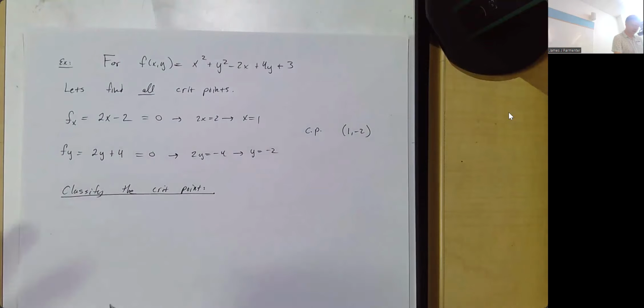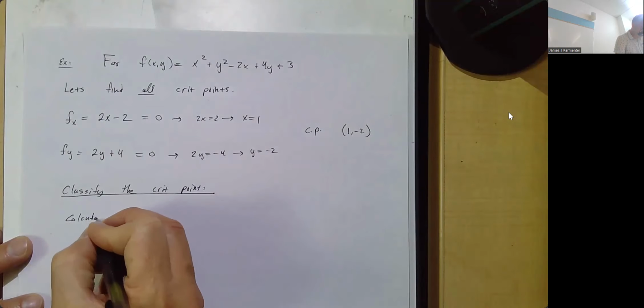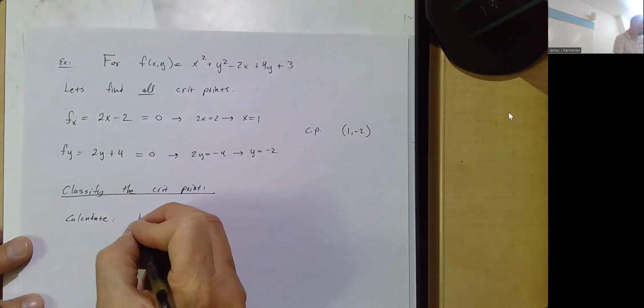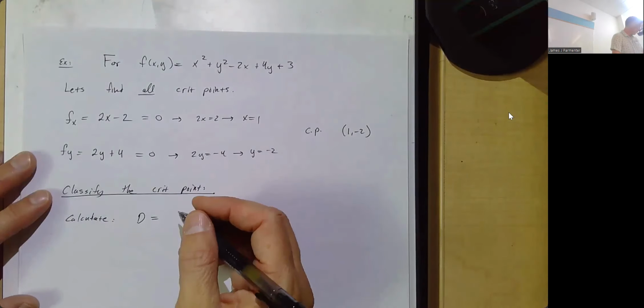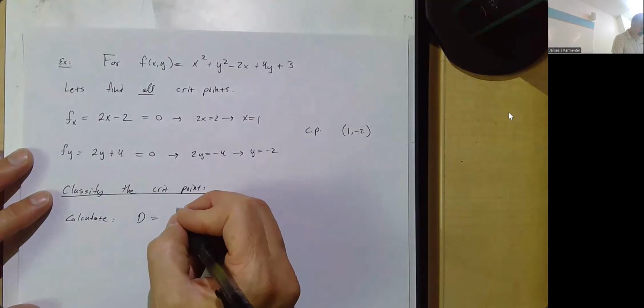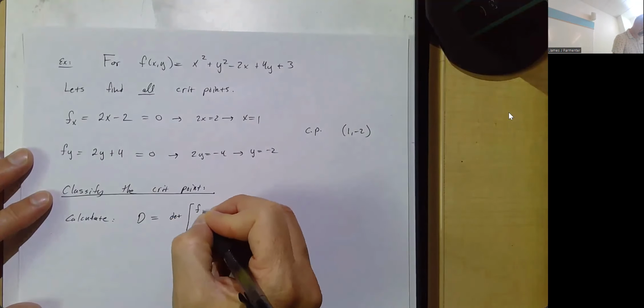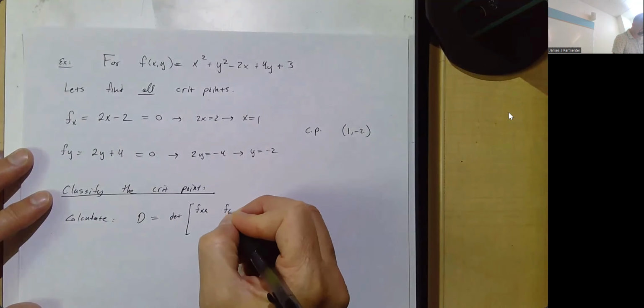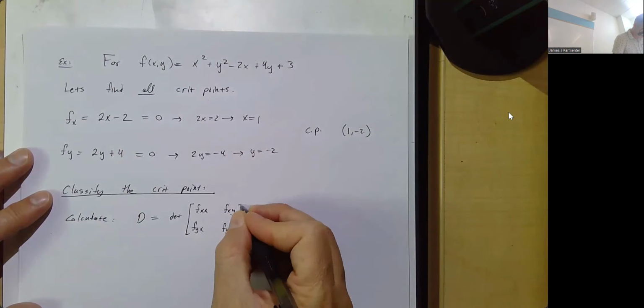So here is what we're going to calculate. We're going to calculate this thing called capital D. Capital D stands for the determinant of a certain matrix. It's kind of like the determinant of the Jacobian matrix. It's just a slightly different matrix. It's the matrix of second partial derivatives. In fact, let's go ahead and write it out that way. It is the determinant of this 2x2 matrix: Fxx, Fxy, Fyx, Fyy.